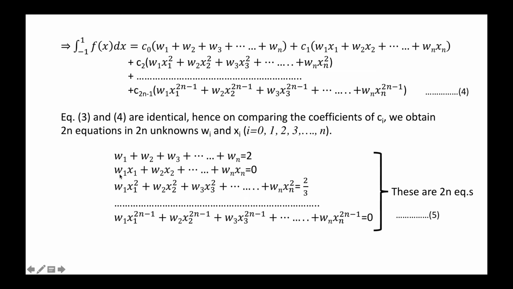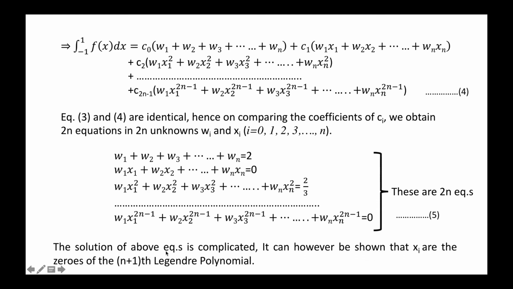Similarly, the coefficient of c1 was 0 because odd terms cancel out, and so on up to the 2n minus 1 term. So these are 2n equations in 2n unknowns. Solve them simultaneously, and you get your required result, the wi's and xi's. So this is the Gauss quadrature formula. The solution of the above equations is complicated if n is a large number. It can, however, be shown that xi are the zeros of the n plus 1th Legendre polynomial. So you simply take the zeros of the Legendre polynomial and you can easily solve these equations.